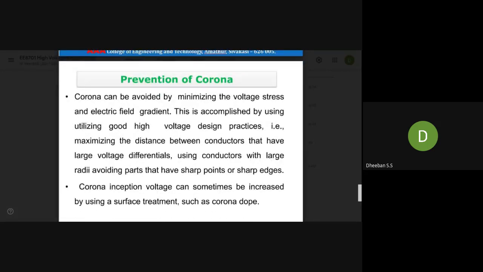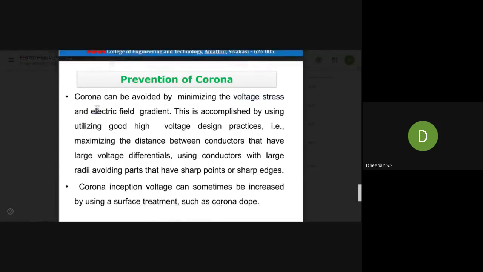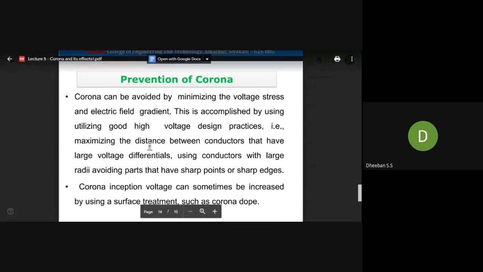So we have seen about corona. Next, we have to see how corona can be prevented. It's a very important thing. The first thing is, corona can be avoided by minimizing the voltage stress at the electric field. This is accomplished by using good high voltage design.